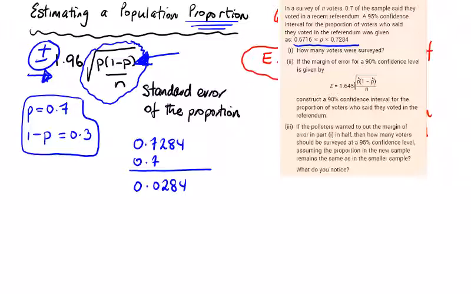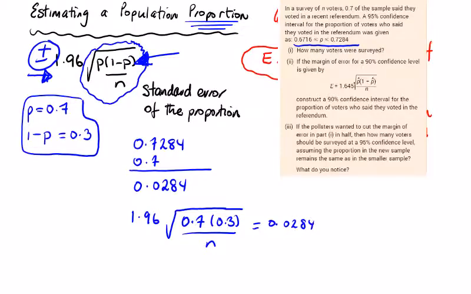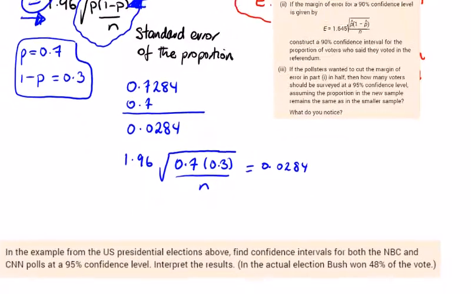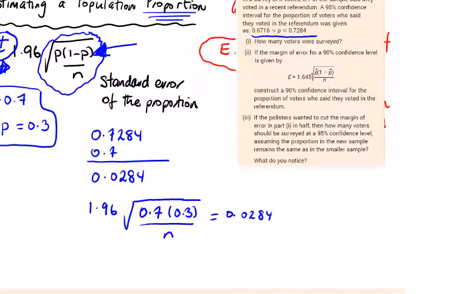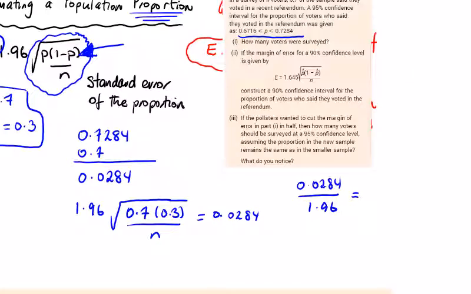So we've added on 0.0284 here. So if we're asked to calculate n, we can say that 1.96 by the square root of 0.7 by 0.3 over n is equal to 0.0284. So I can do this in one step. I'm going to divide by 1.96, so 0.0284 divided by 1.96, that's going to be equal to the square root of this 0.7 by 0.3 over n.